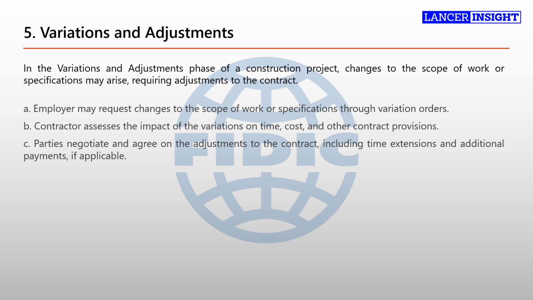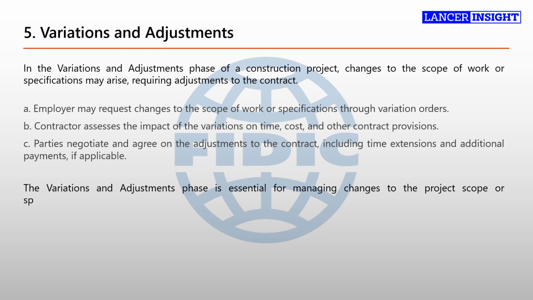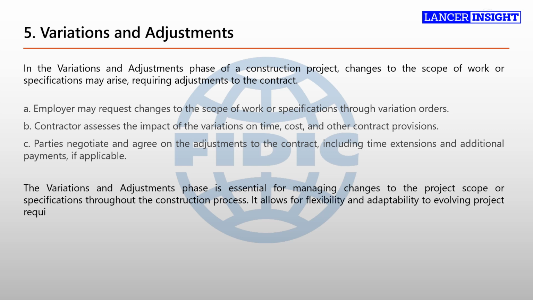Once an agreement is reached, the adjustments are documented and incorporated into the contract through formal change orders or variation agreements. The variations and adjustments phase is essential for managing changes to the project scope or specifications throughout the construction process. It allows for flexibility and adaptability to evolving project requirements, ensuring that the contract remains aligned with the changing needs of the employer and the contractor.